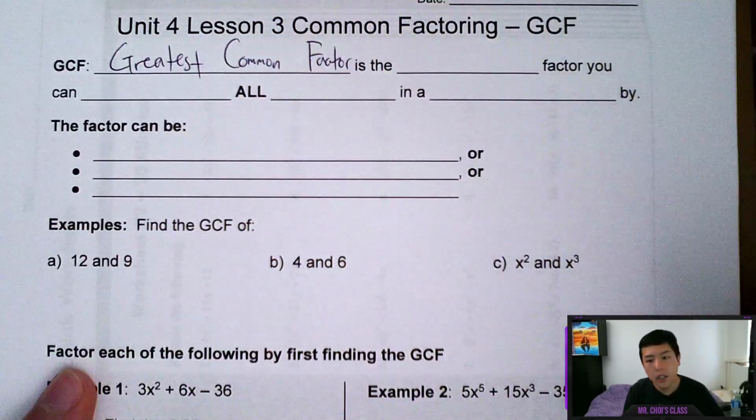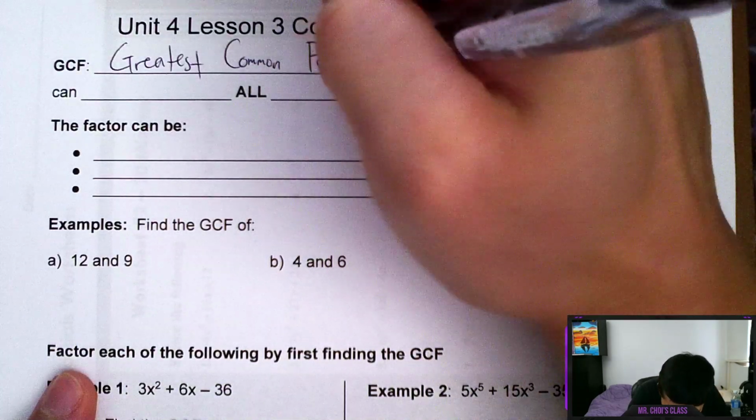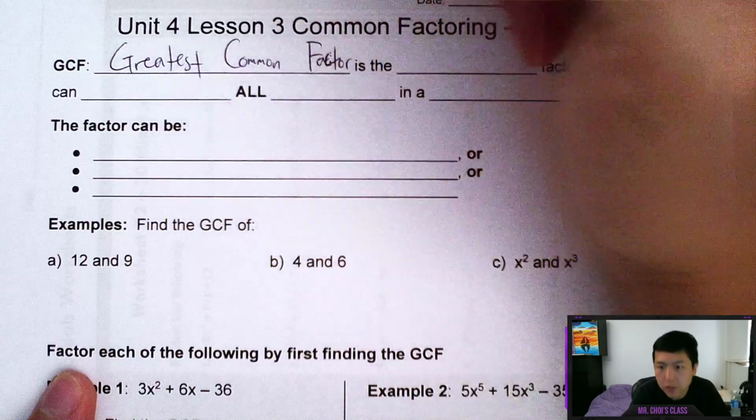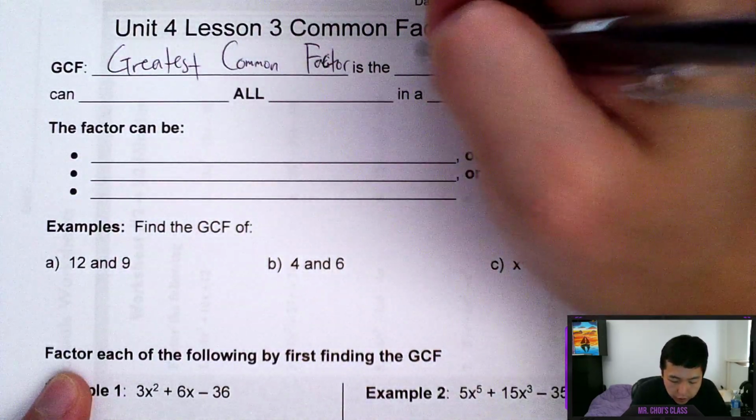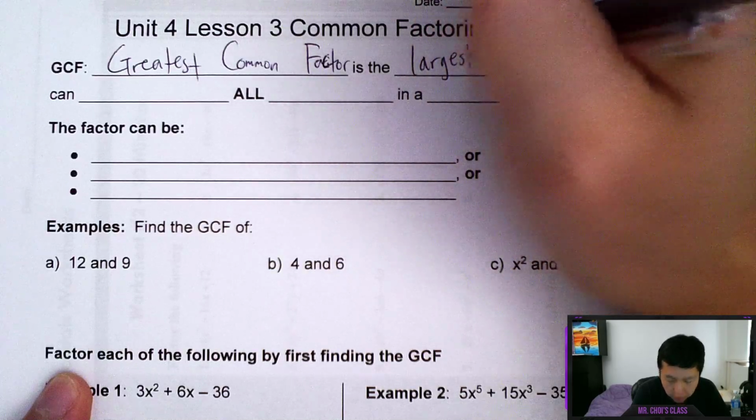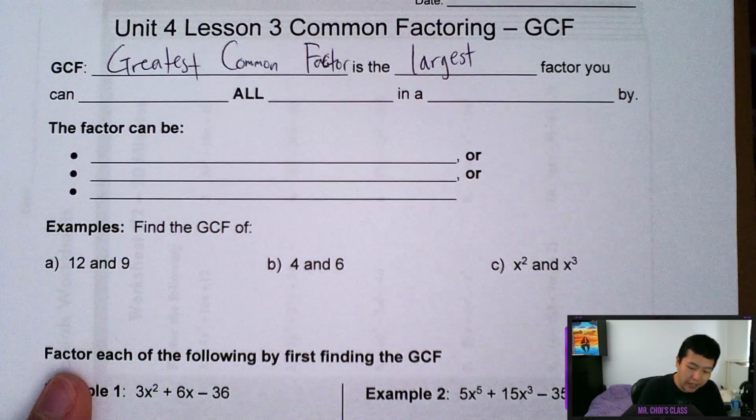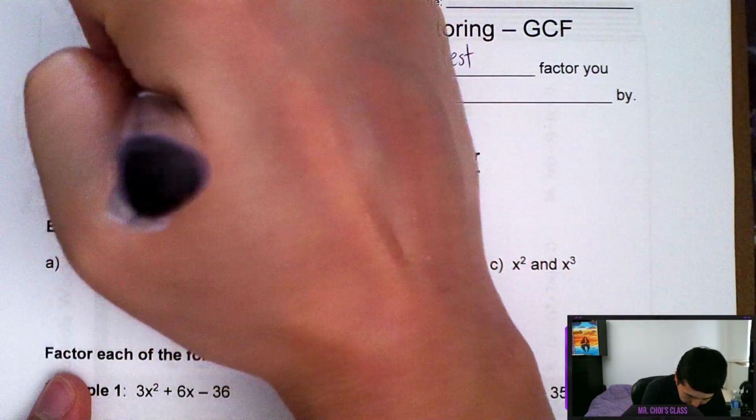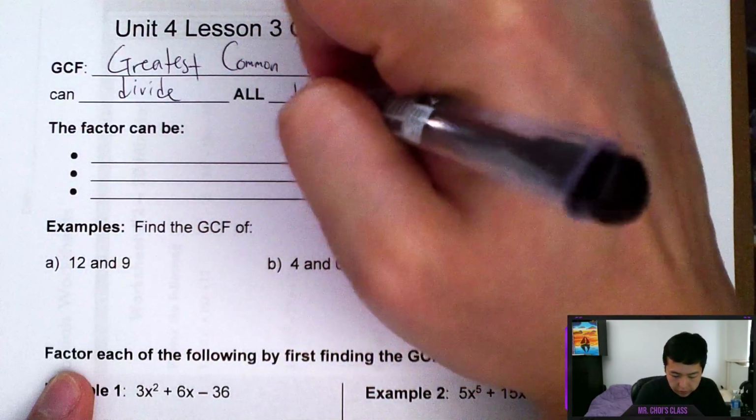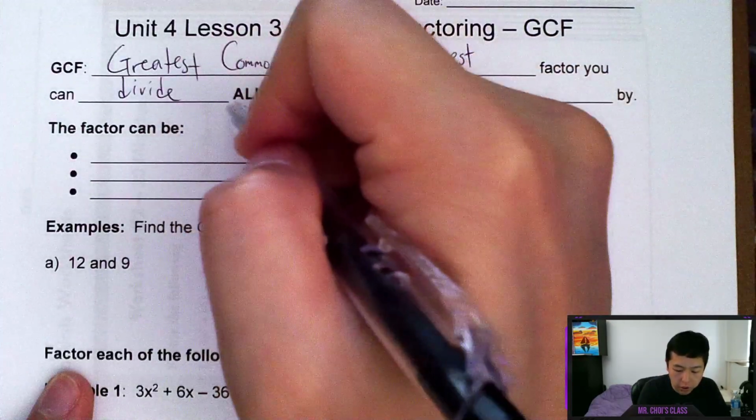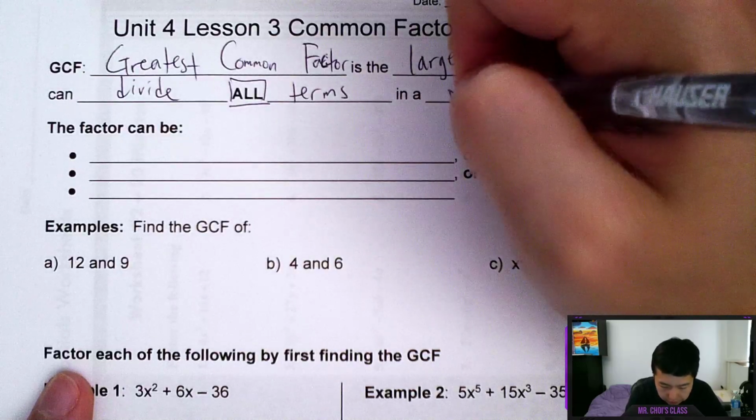Greatest common factor. Well, that should be a C there. Sorry. So greatest common factor is the largest, or if you want to say biggest, factor you can divide all terms. All is very important. This is a key word here. All is very, very important. Has to be all terms in a polynomial.